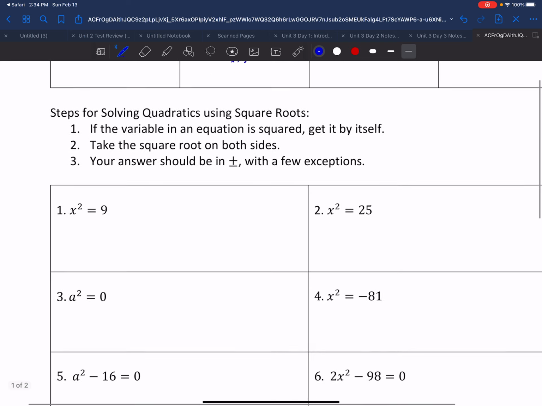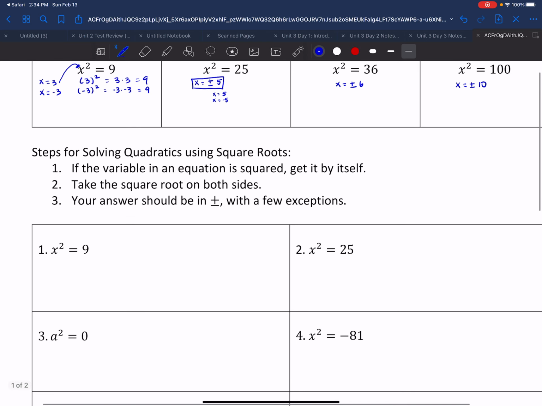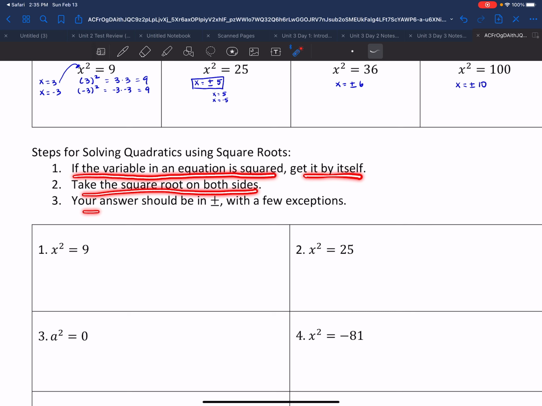Here we go. Number 1 to 8 is going to be quick. Steps for solving quadratics using the square roots. If the variable in an equation is squared, get it by itself. Take the square root on both sides. Your answer should be in the form plus or minus, with a few exceptions.